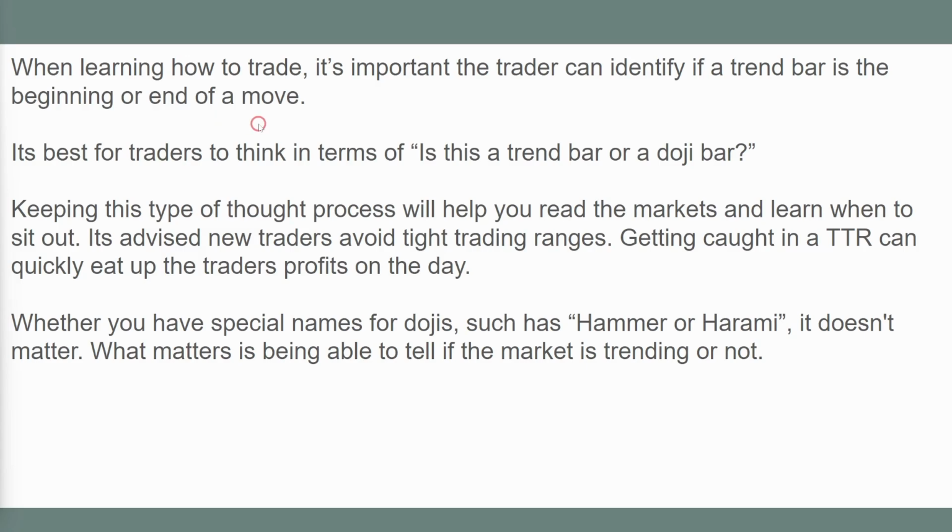When learning how to trade, it's important the trader can identify if a trend bar is the beginning or end of a move. It's best for traders to think in terms of, is this a trend bar or a doji bar? Keeping this type of thought process will help you read the markets and learn when to sit out. It's advised new traders avoid tight trading ranges. Getting caught in a tight trading range can quickly eat up the trader's profits on the day. Whether you have special names for dojis such as hammer or harami doesn't matter. What matters is being able to tell if the market is trending or not.